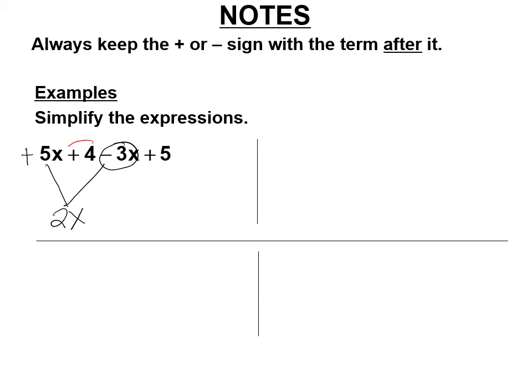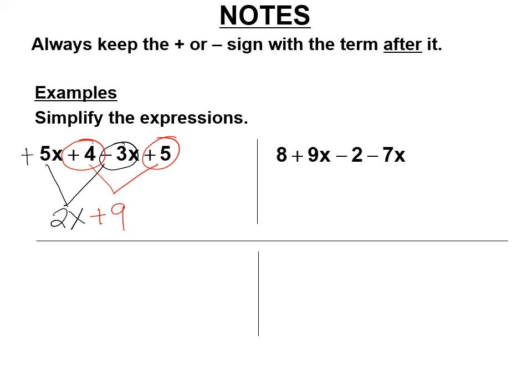Okay, and then that plus tells us that's a positive 4. That's what it's telling us. 4 plus 5 is positive 9, and so the answer is 2x plus 9. Positives will turn into plus, negatives will turn into minus, really without you even doing anything.